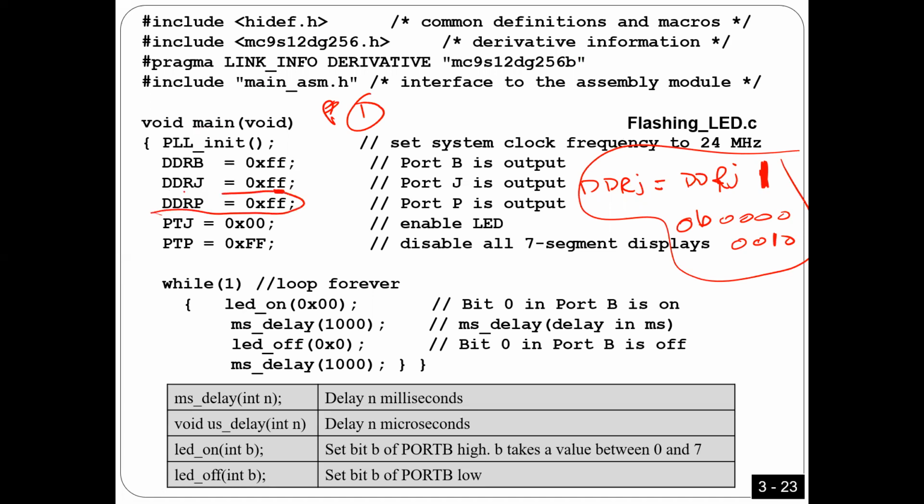Same thing here, guys, for port P. If you just want to manipulate only some bits, here I need PP0 to PP3, right? So what I can do this way is say DDRP is equal to DDRP, and then OR, and then 0b 0000 1111.